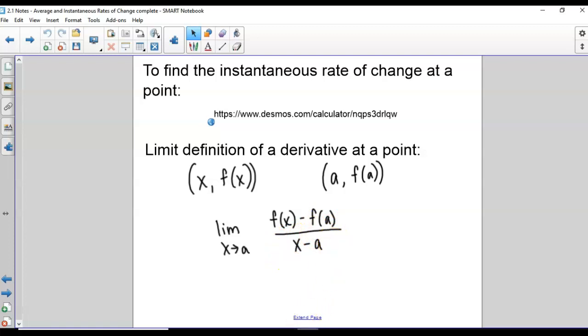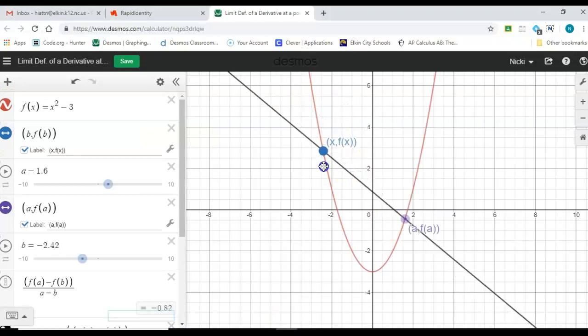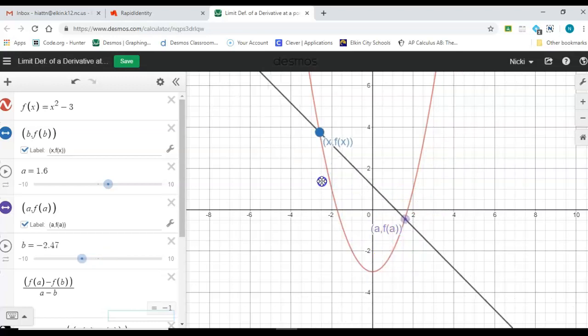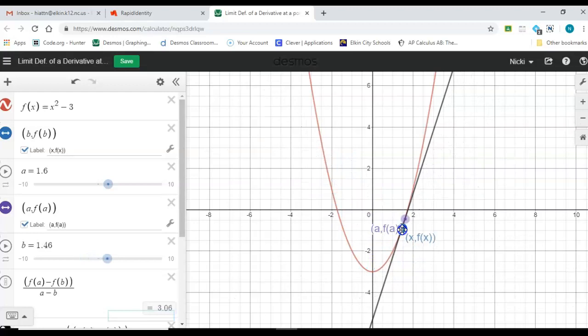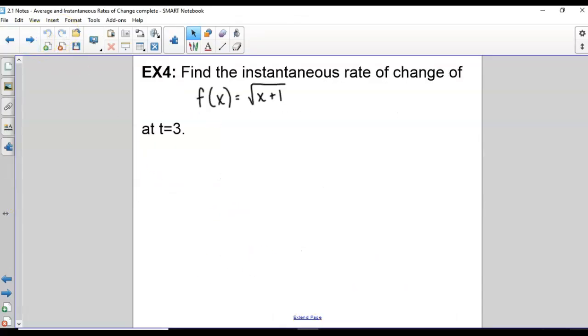In order to make that the slope of the graph at that point, the slope of that tangent line, we would need our x to get closer and closer to a. So that gives us the derivative that we're looking for. So let's do a problem with this.